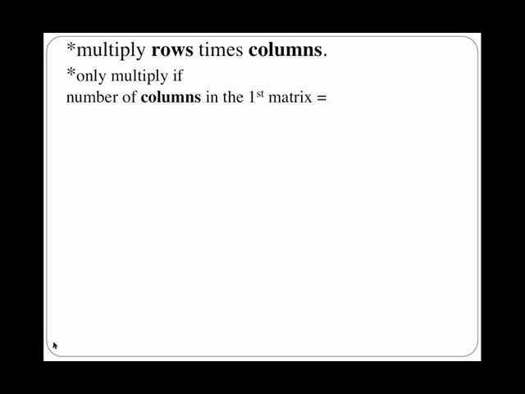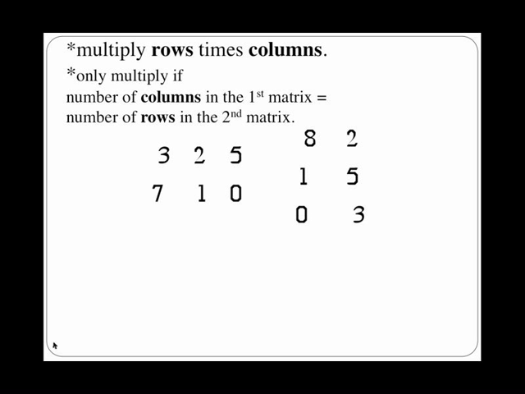When multiplying matrices, you must take the rows of the first matrix and multiply them by the columns of the second matrix. And not all matrices can be multiplied together. We can only multiply matrices if the number of columns in the first matrix is equal to the number of rows in the second matrix. So let's take a look at this matrix right here. The first matrix is a 2 by 3 matrix. The second matrix is a 3 by 2 matrix.